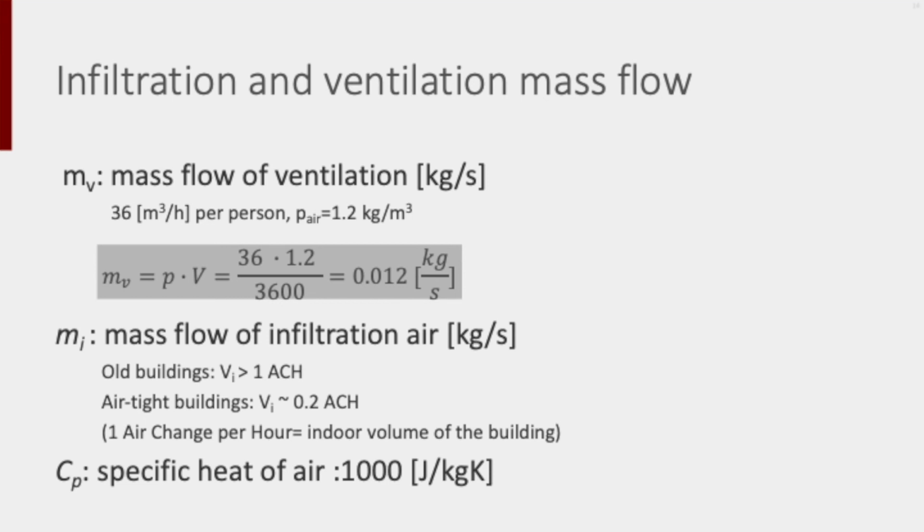When we work with infiltration, the unit ACH is used a lot. ACH stands for the air change rate. 1 air change per hour is the same as 1 indoor volume of the building being refreshed in 1 hour. So, if you have a building with a volume of 100 cubic meter and I have an infiltration of 1 ACH, it means that I have 100 cubic meter air change per hour in that building. If the ACH is 3, the airflow rate will be 300 cubic meter per hour.